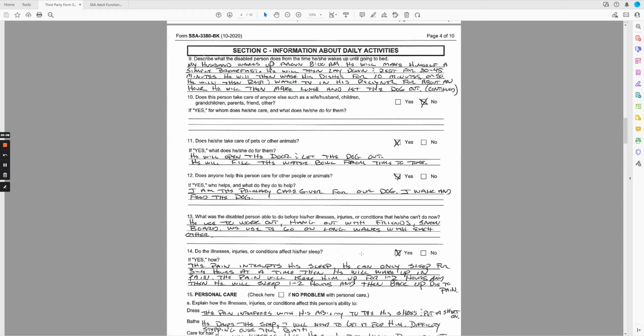Does he or she take care of pets or animals? And the reason they ask about, are you a caretaker or a caregiver of pets and animals? It always comes down to, is the way you're living your life consistent with the reason you can't work? And so sometimes what Social Security will do is they will use the fact that you're a caregiver against you.